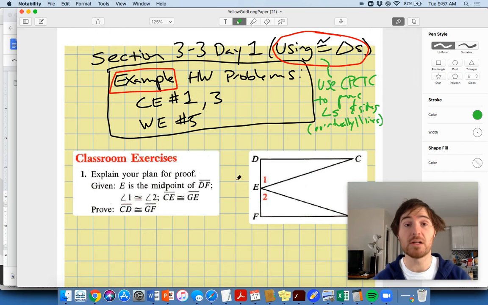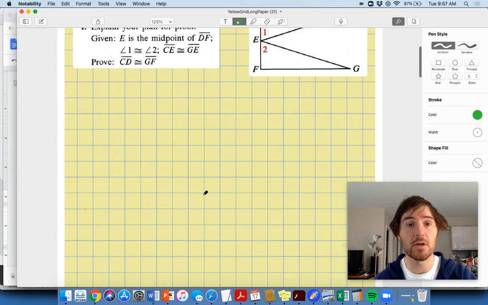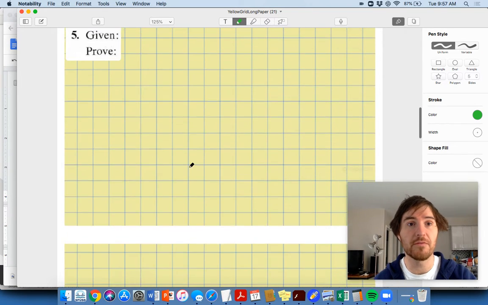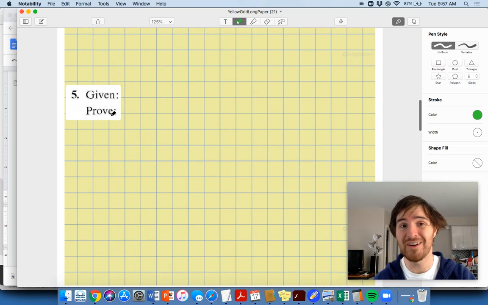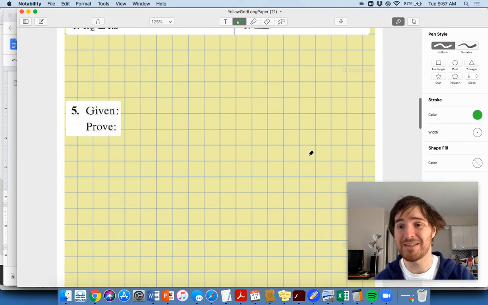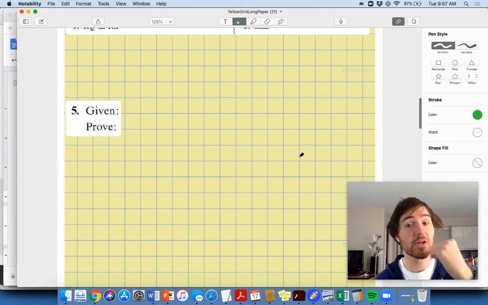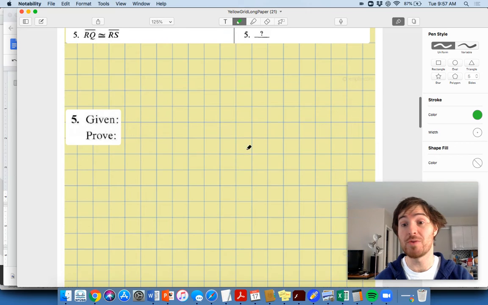So let's get into it. Let's do the classroom exercise number 1, and then we're going to do classroom exercise number 3, and then finally classroom exercise number 5. You might be wondering, where's the given and prove statements? Where's the diagram? Well, I need to see that you wrote that out on your sheet of paper, right? Because it's a great way to get started on a proof. It's also part of a complete proof. So we're going to do that together in number 5.